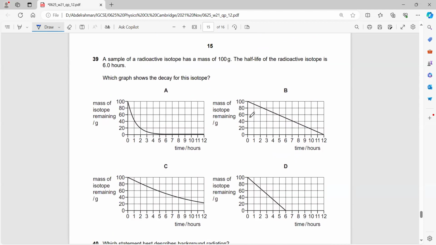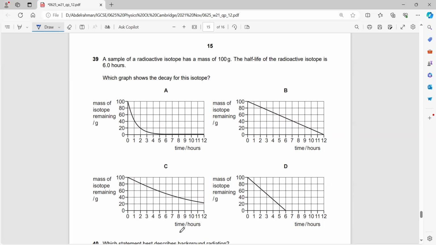A sample of radioactive isotope has a mass of 100 grams. The half-life of the radioactive isotope is 6 hours. Which graph shows the decay for this isotope? I know that a lot of you would want to choose A. Why? Because this is a very nice graph. But it's actually wrong. A is wrong.